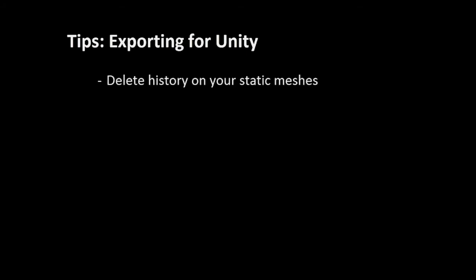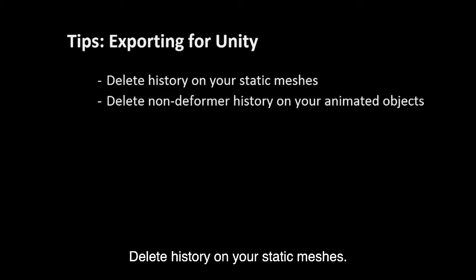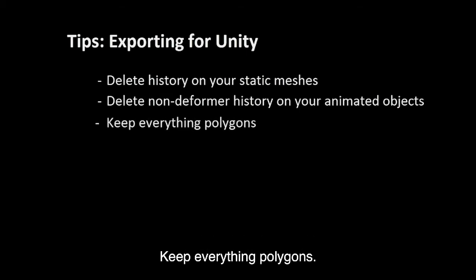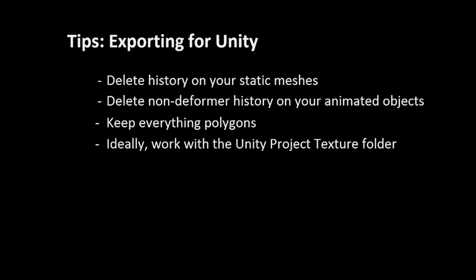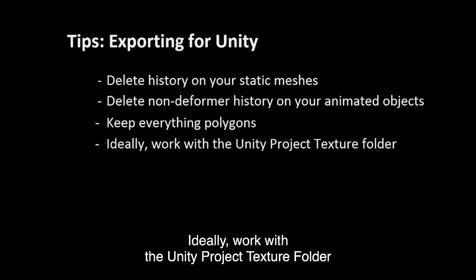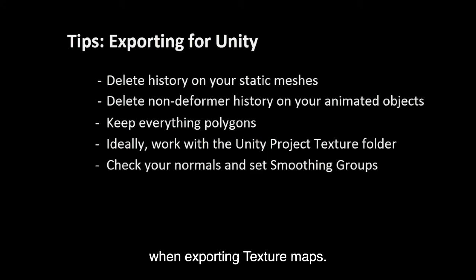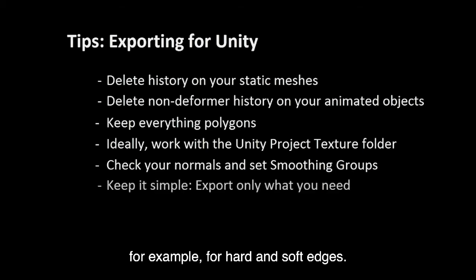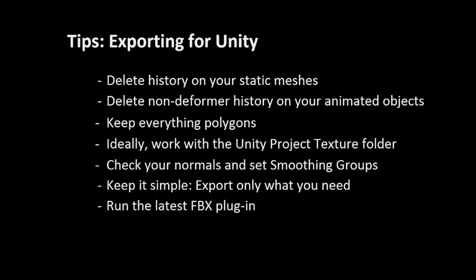Delete history on your static meshes. Delete non-deformer history on your animated objects. Keep everything polygons. Ideally, work with the Unity project texture folder when exporting texture maps. Check your normals and include smoothing groups in export options, for example, for hard and soft edges. Keep it simple. Export only what you need. Be sure you are running the latest FBX plugin.